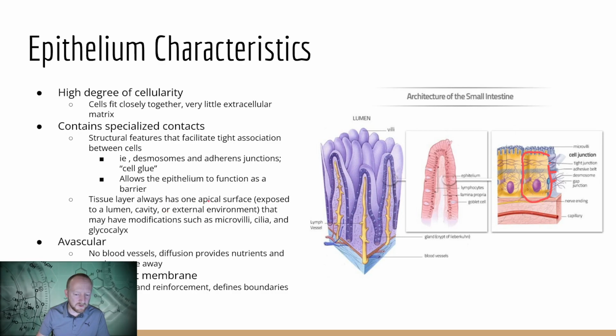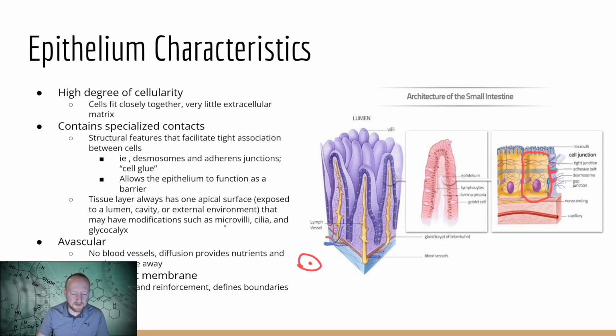The tissue always has one apical surface, so it's exposed to a lumen, cavity, or external environment. If you think of our skin, external environment. Lumen means, that's a lumen, and we have these epithelial cells surrounding the lumen. Or you can think of a cavity such as the stomach or any of our hollow organs.